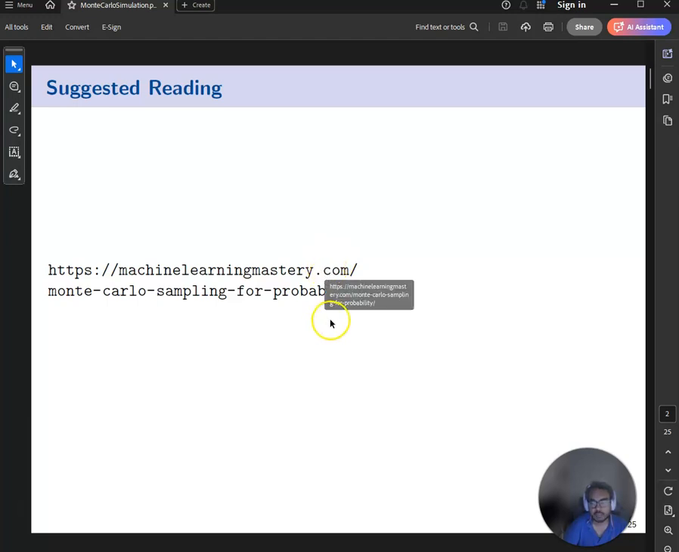Machine Learning Mastery is a website run by a developer. He has a PhD in computer science, and he does a really good job of talking about a lot of machine learning stuff in a very accessible way. One of the things that he talks about is Monte Carlo sampling. So I would strongly encourage you to check out this link.